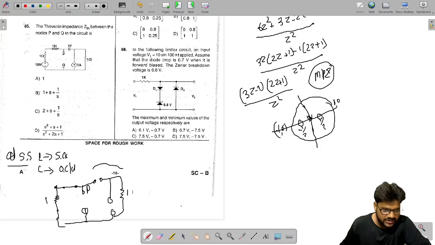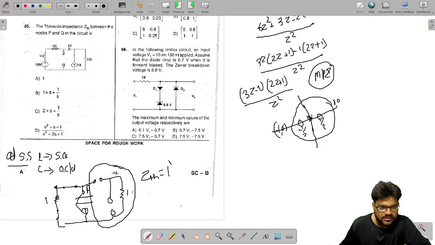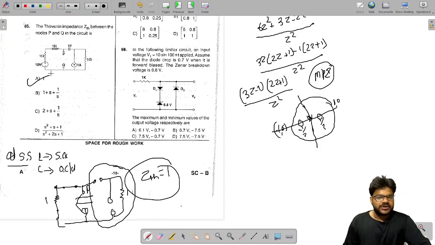So this circuit is detached from this circuit. Only the PQ terminals are having only the 1 ohm resistor. So ZTH from PQ will be 1. So option A is correct.